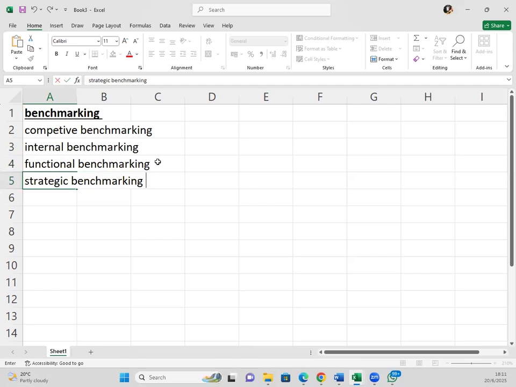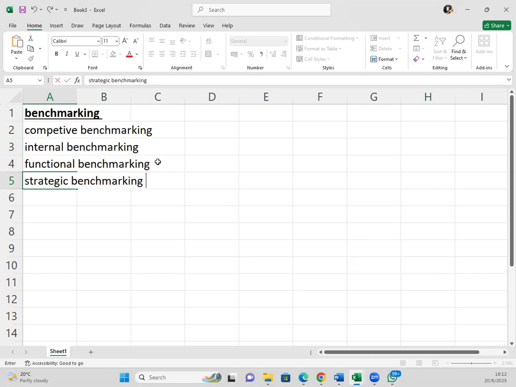So the benchmarking process can be competitive benchmarking. You're comparing with your competitor with the aim of outdoing the competitor. Internal benchmarking, just comparing the departments within the same organization with the aim of identifying how we can improve. Then the functional benchmarking, you're comparing your functions with a competitor or a similar organization to see where you can improve. Then strategic benchmarking involves comparing the long-term strategies with those of the leading organizations or related industries.